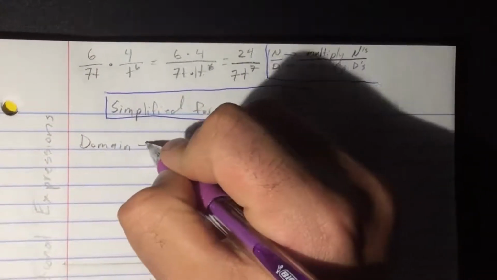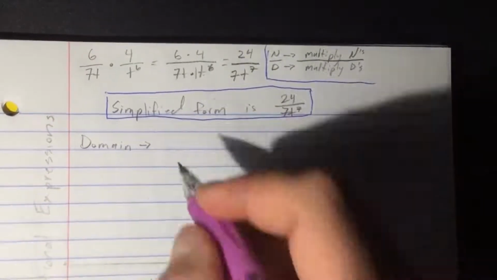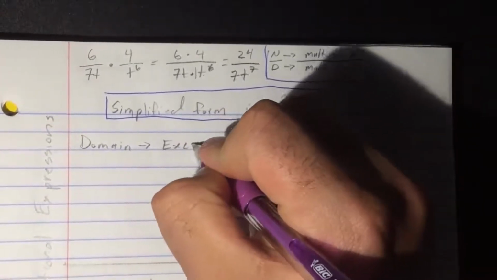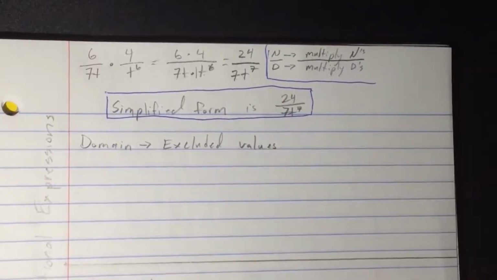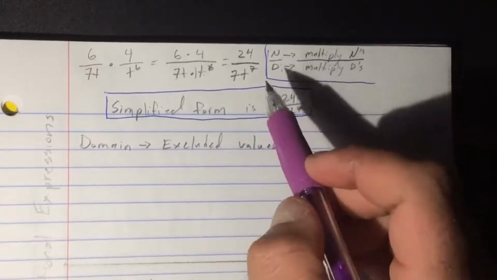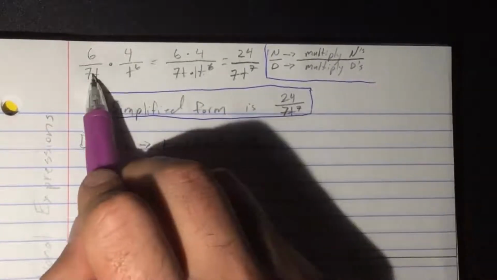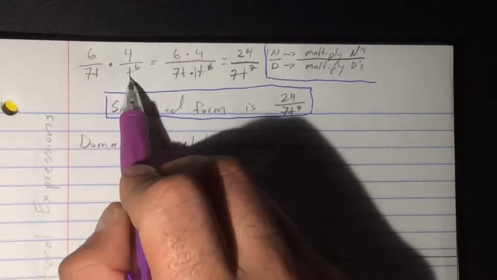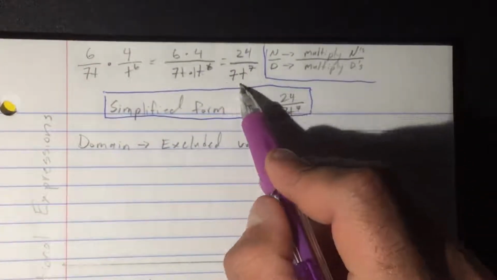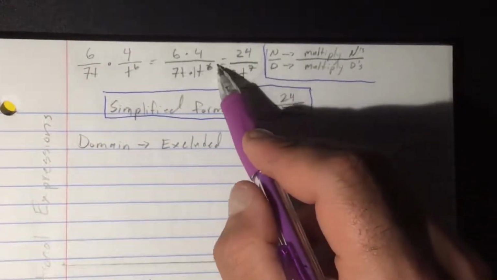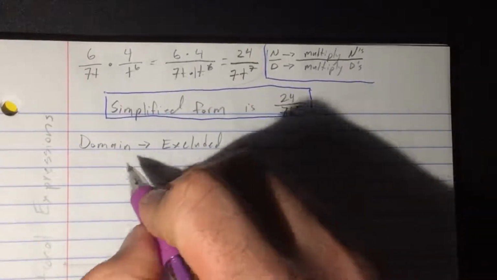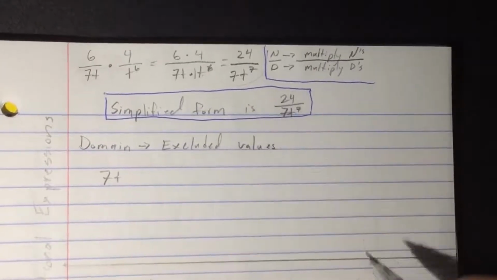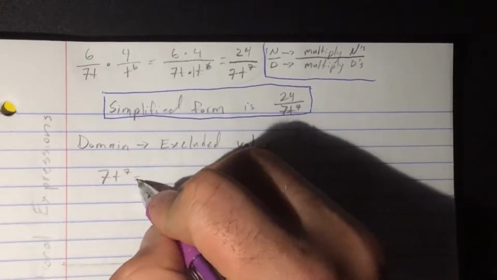In order to find the domain, we actually have to solve for the excluded values. So how do we do that? Do you remember? We take the original function, which in this case is this one, because the original function is a combination of these two. Since we didn't simplify anything, this is our original function here. And we set the denominator equal to 0. So we get 7t to the 7th power and set it equal to 0.